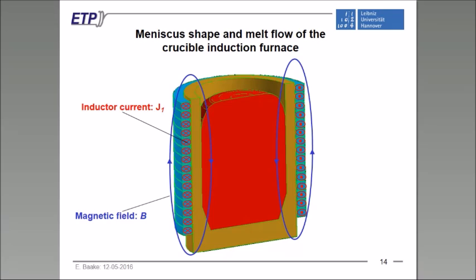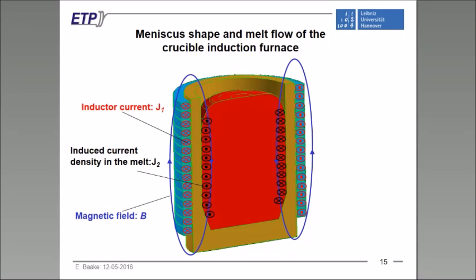And as I mentioned, due to the penetration depth, the magnetic field is not penetrating the whole melt, but only mainly the skin layer. So only in the skin layer do we get an induced eddy current. This is the so-called secondary current, the induced current density in the melt, G2, which is mainly in azimuthal direction around the melt, as shown in this slide.